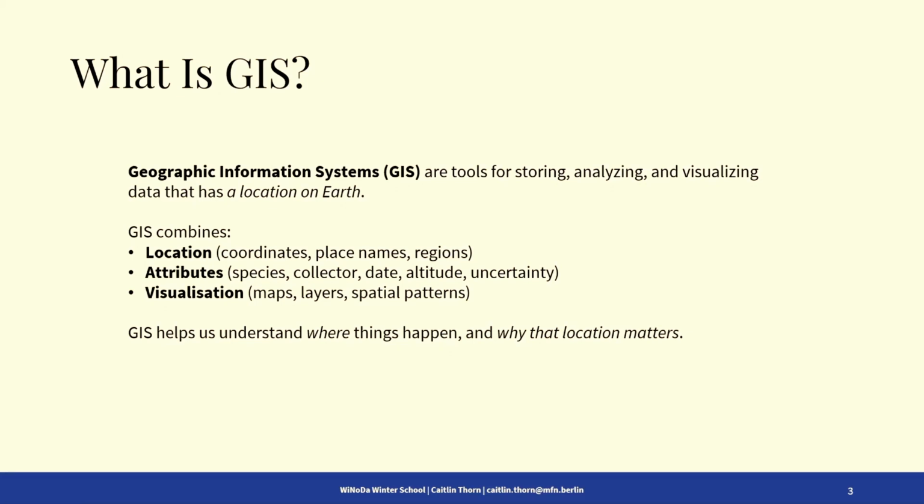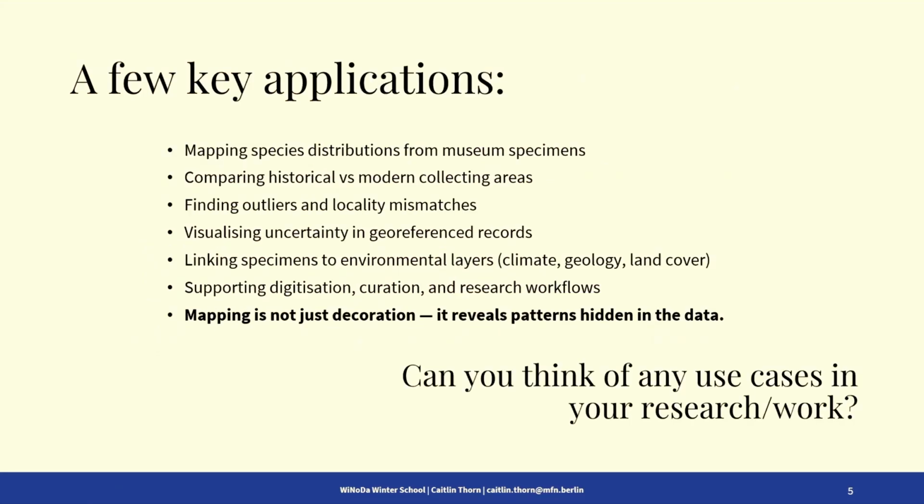Why is GIS useful for natural history? I've got a few key applications written out here, such as mapping species distributions from museum collections, visualizing uncertainty in georeferenced records, and supporting digitization, curation, and research workflows.